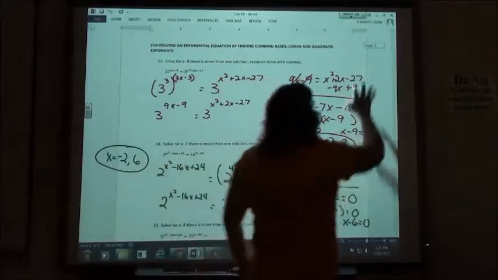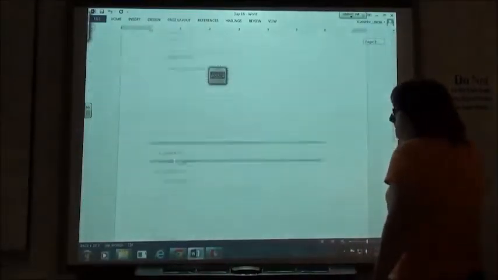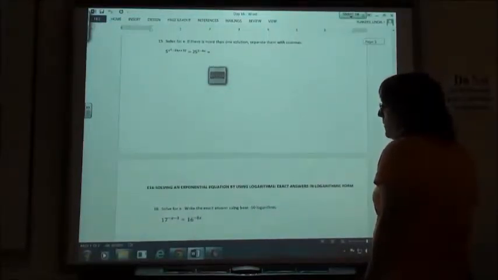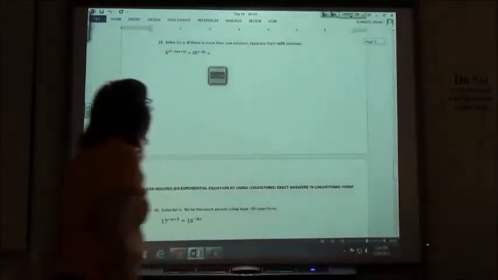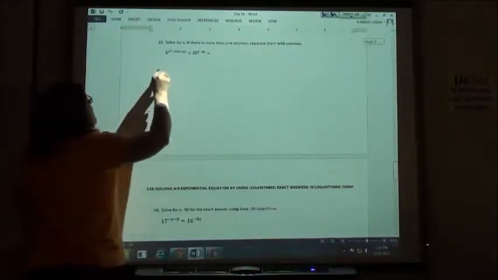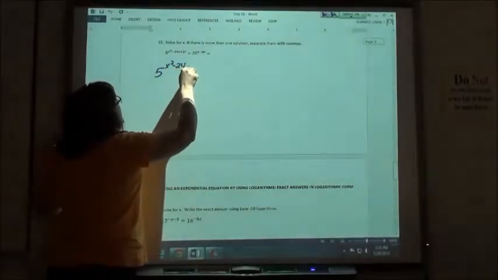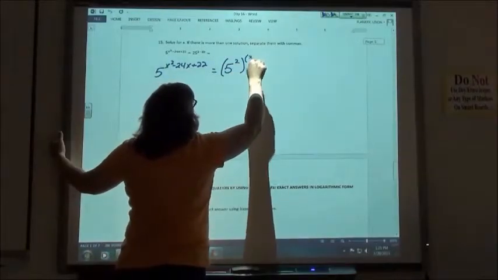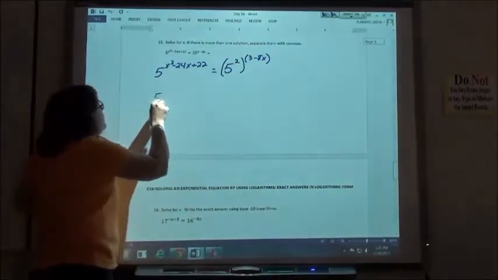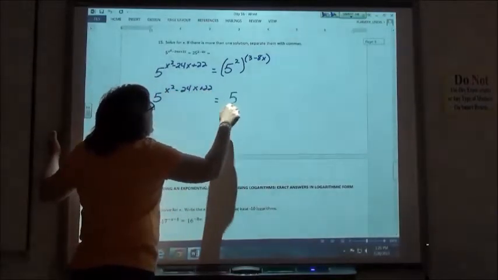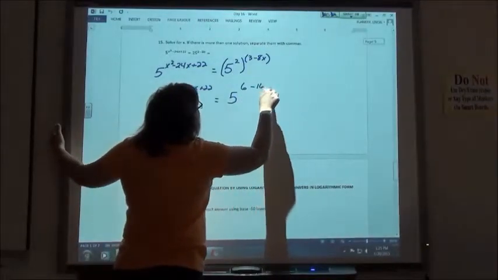And one more of those. So on number 15, for my little box to disappear, I have 25, which I can write as 5 to the 2nd power. So 5 to the x squared minus 24x plus 22 equals 5 squared raised to the 3 minus 8x. So 5 to the x squared minus 24x plus 22 is going to equal 5 to the 6 minus 16x.